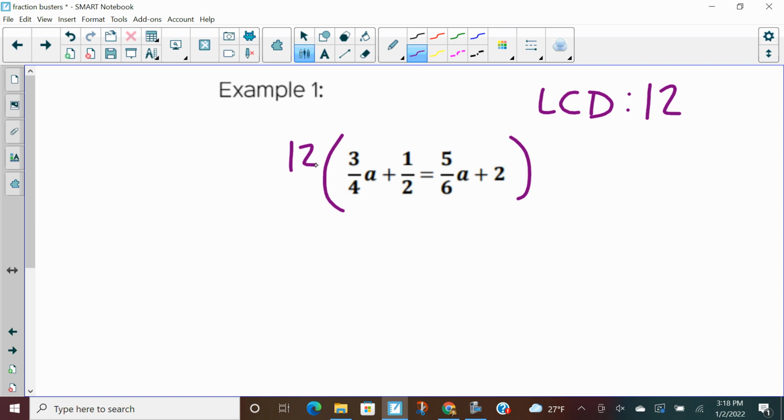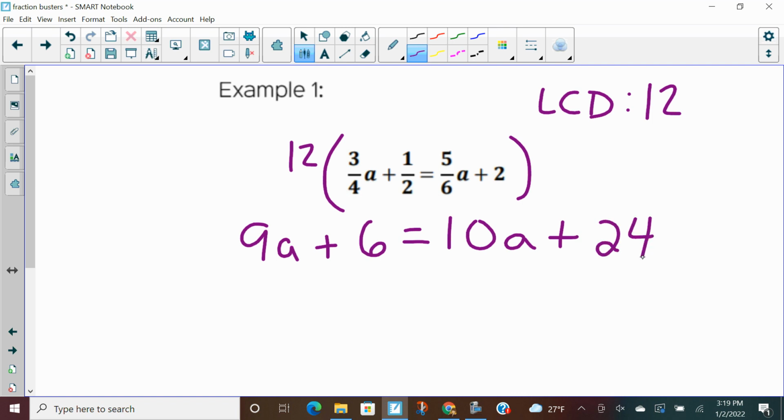And you can write this out if you need to. So when I do this, I divide first. 4 goes into 12 3 times. 3 times 3 is 9. So I'm going to get 9A. Plus 2 goes into 12 6 times. Times 1 is 6. Equals 6 goes into 12 twice. Times 5 is 10. Plus 12 times 2 is 24. So don't forget to also multiply your lowest common denominator times the integer terms as well, okay?